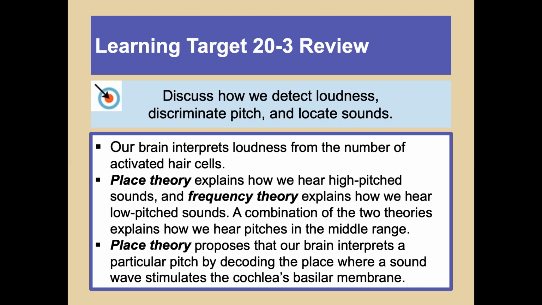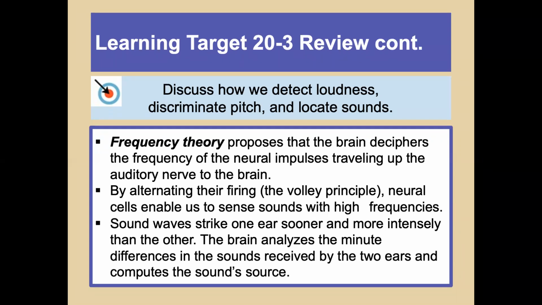Place theory proposes that our brain interprets a pitch by decoding the place where a sound wave stimulates the cochlea's basilar membrane, whereas frequency theory proposes that the brain deciphers the frequency of the neural impulses traveling up the auditory nerve into the brain. By alternating their firing, which is called the volley principle, neural cells enable us to sense sounds with high frequencies. Sound waves strike one ear sooner and more intensely than the other, which helps us figure out where the sound is coming from. The brain analyzes the minute differences in the sound received by the two ears and computes the sound source.